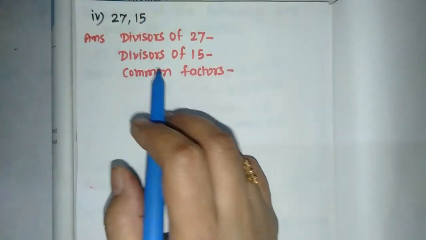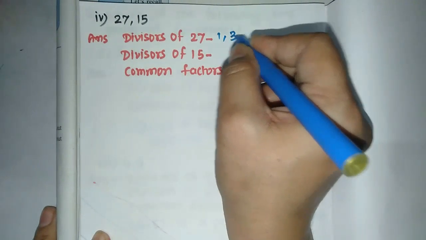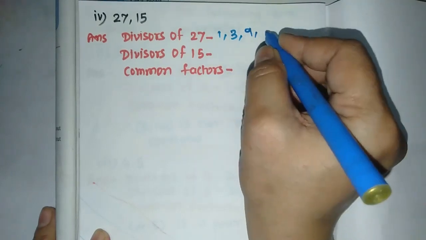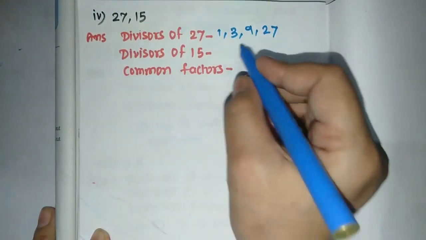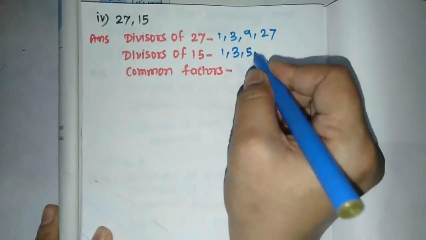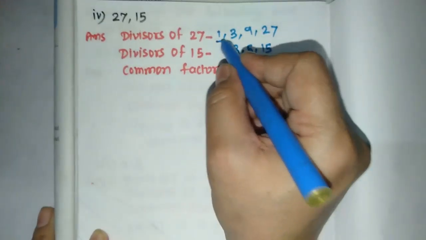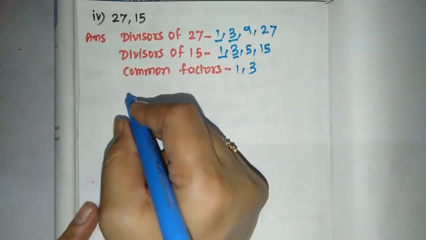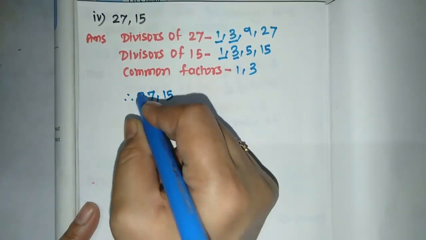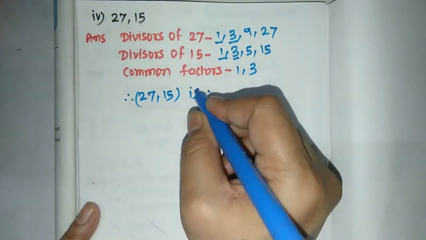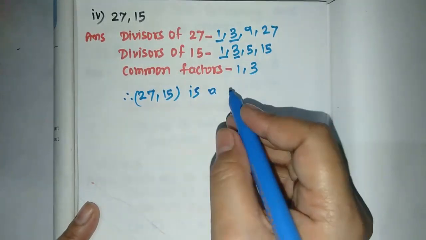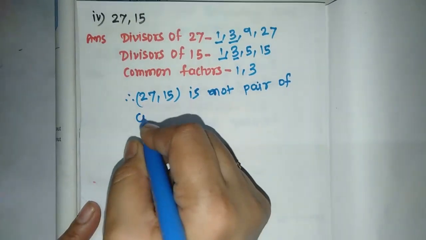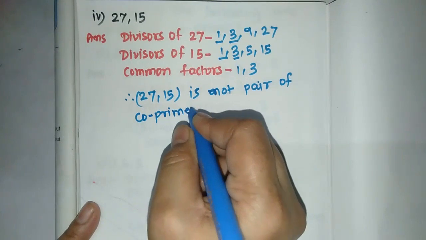Now fourth, 27 and 15. Divisors of 27 are 1, 3, 9 and 27. Divisors of 15 are 1, 3, 5 and 15. Now take the common factors, 1 and 3. So therefore 27 and 15 is not a pair of co-primes.